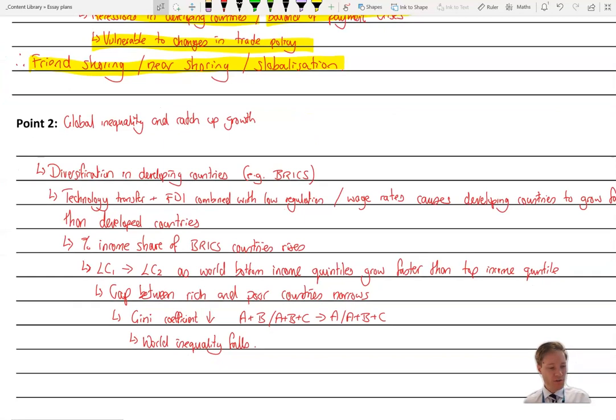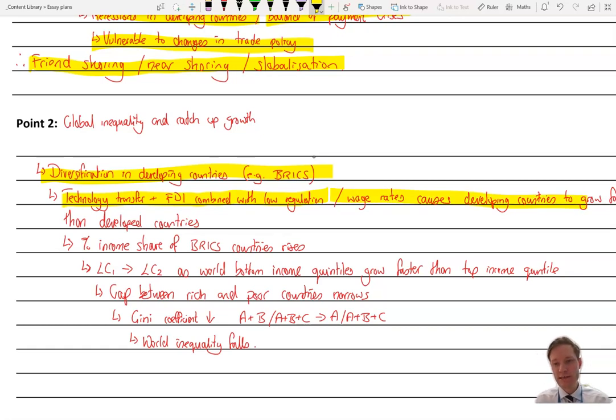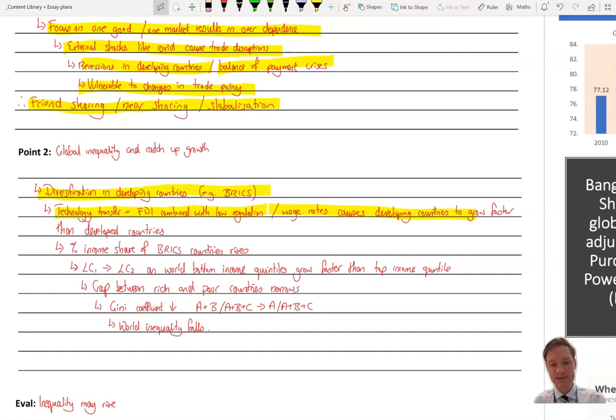So this is a more difficult argument to make because you've got to make it both ways. Firstly, we're going to see, as we have seen in Bangladesh, diversification in developing countries. So you're moving into, for example, textiles manufacture, or you're going into, for example in China, into electronics or cars. You're going into, for example, tourism. They are all resulting in technology transfer plus FDI from rich countries, combined with the low wage rates and low regulation in your country, means that these countries tend to grow faster than developed countries who have higher wage rates, higher regulation.